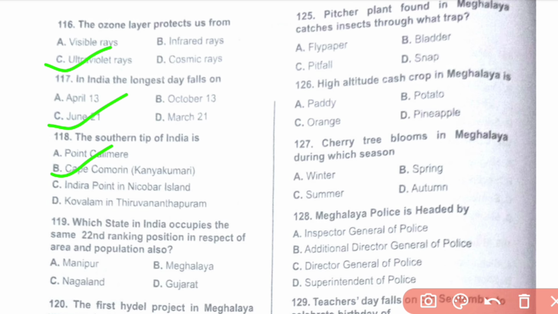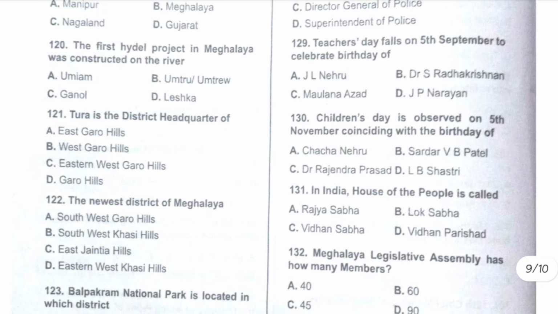Which state in India occupies the same 22nd ranking position in respect of area and population? It is Meghalaya only. One of the first hydro projects in Meghalaya was on this river: the Umiam River, Umiam Dam. Tura is in West Garo Hills. The newest district of Meghalaya is Eastern West Khasi Hills. Okay, everyone will know that.